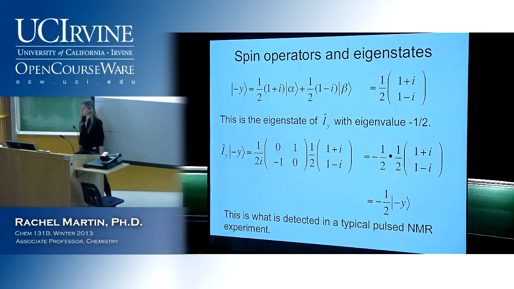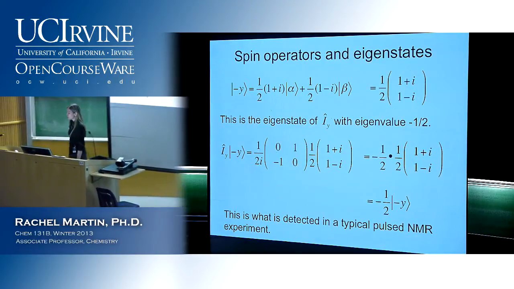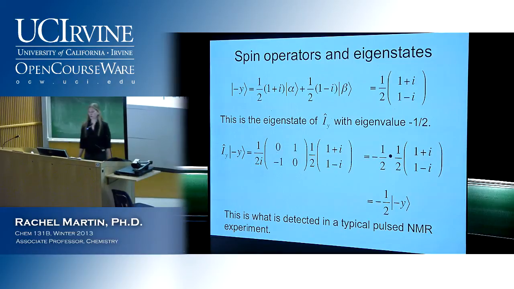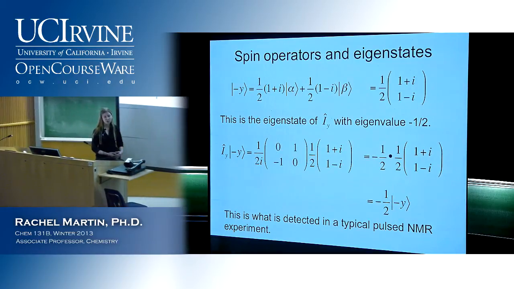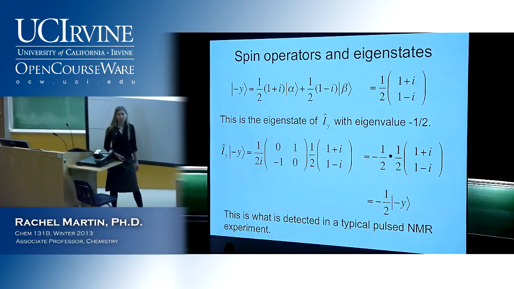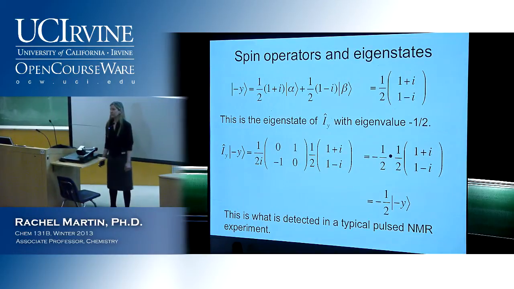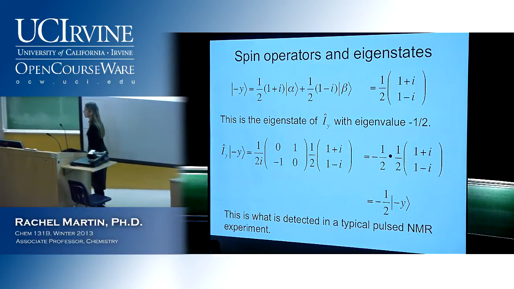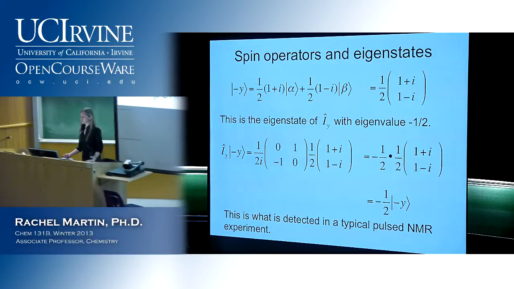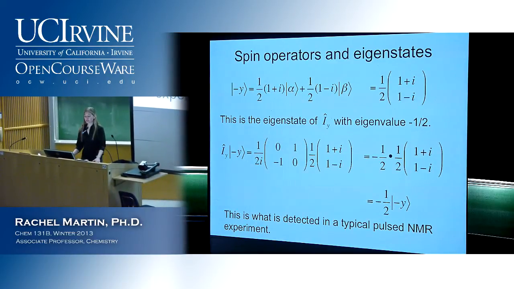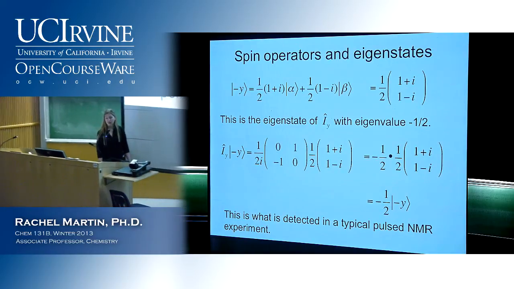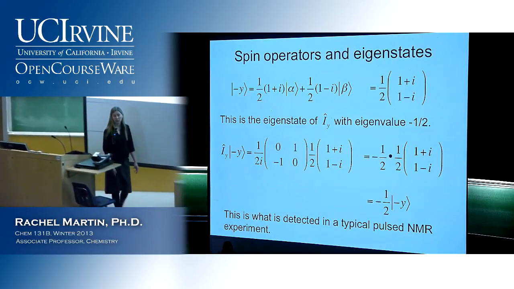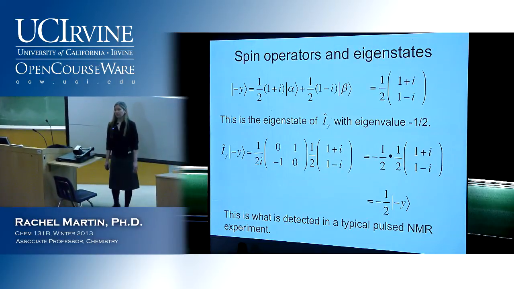Let's look at the value for minus y. So similarly, we can write it out. And again, I'm not going to show you how we get this as the eigenstate. We're just going to look at the result. And here it is in vector notation. We can also operate Iy on it. And we see that we get minus 1/2 times minus y.